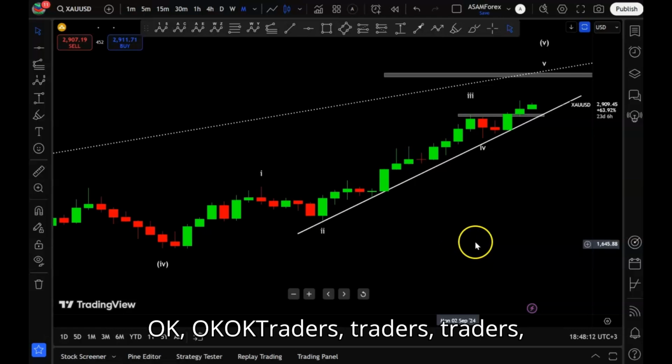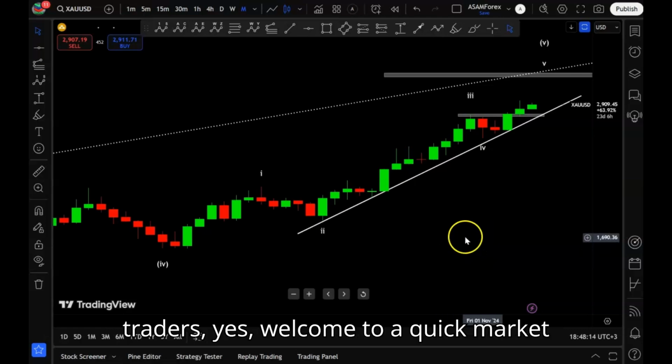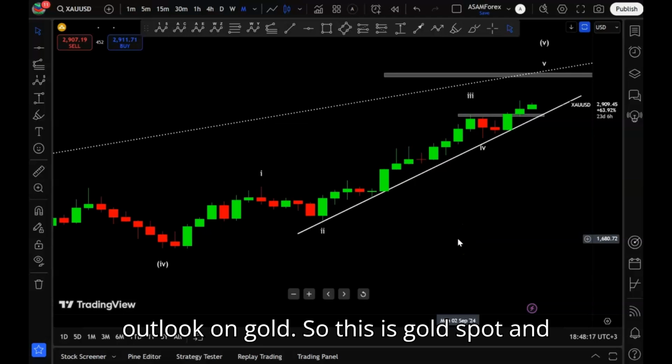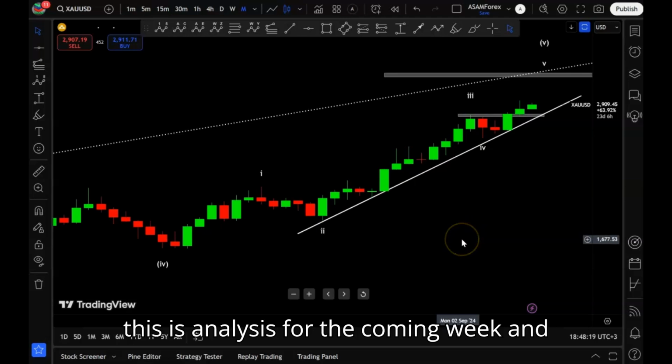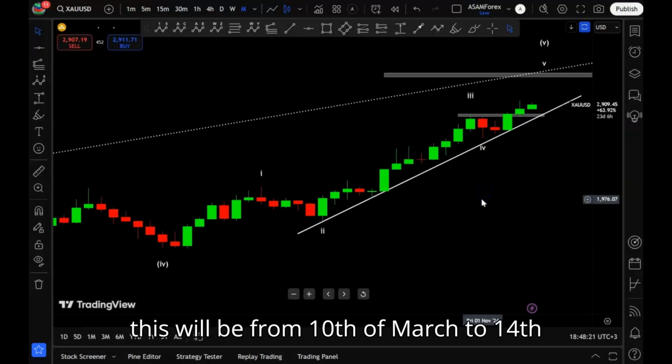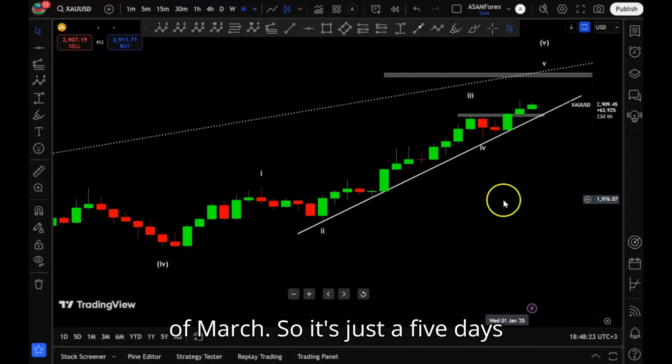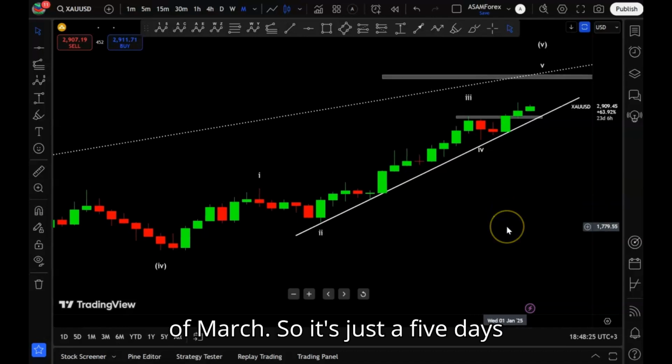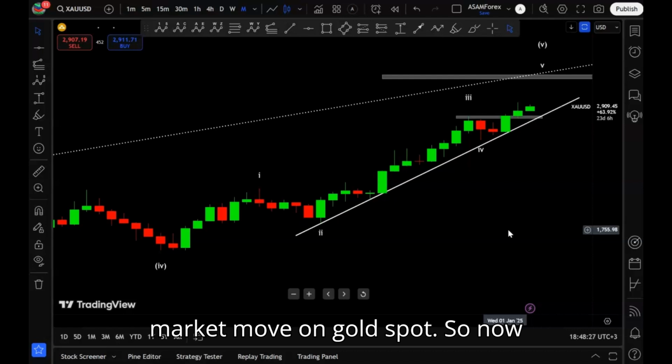Okay, traders, welcome to a quick market outlook on gold. This is Gold Spot, and this is analysis for the coming week, from the 10th of March to the 14th of March. So it's just a 5 days market move on Gold Spot.